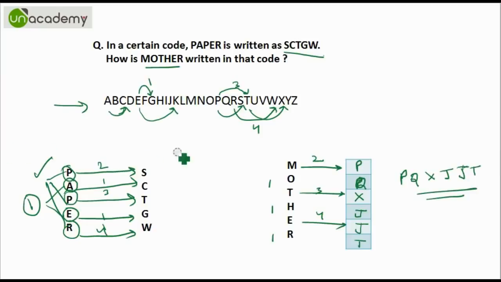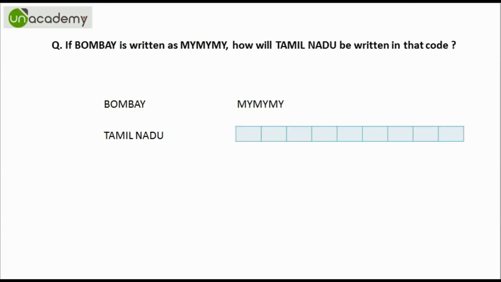Here we got a new pattern that places at even positions were having different jumps than alphabets at odd positions. So this is an important pattern. It is asked rarely, but it is all equally important to learn. Let us look at one more pattern of questions.